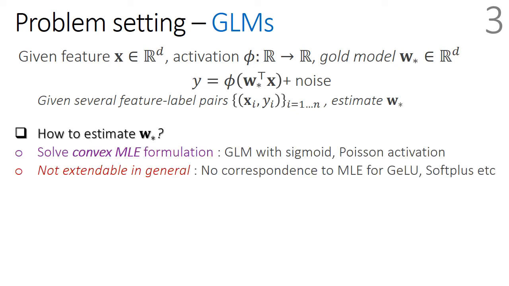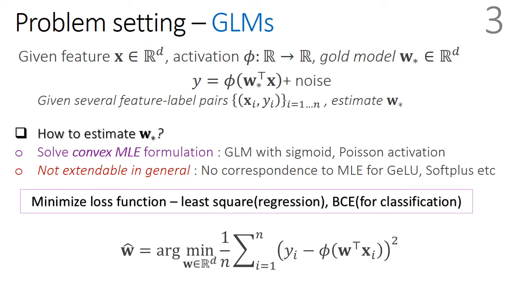For classical GLMs involving sigmoid, Poisson, etc. as activation, the estimation of w star can be done by solving an equivalent convex MLE formulation. However, this method is not extendable for activations like GeLU, SoftPlus, etc., which are popular in deep networks. Hence, we minimize a task-specific loss function like least square loss for regression and binary cross entropy for classification problems, given by the following equation. W hat here is the estimator of w star.